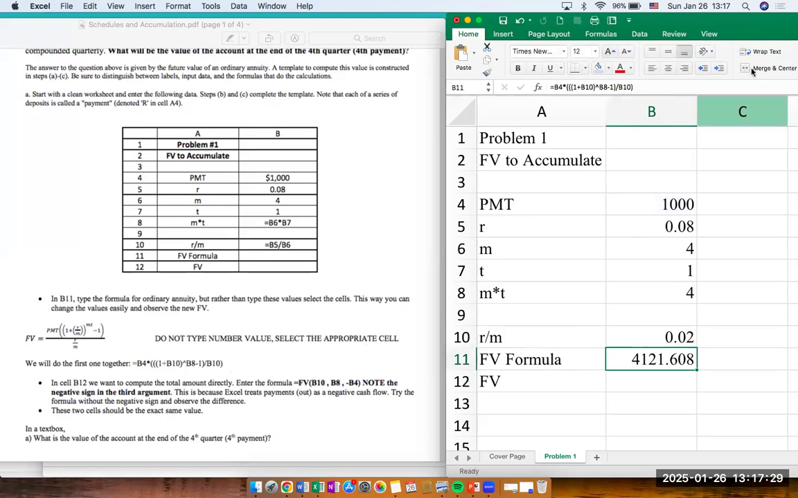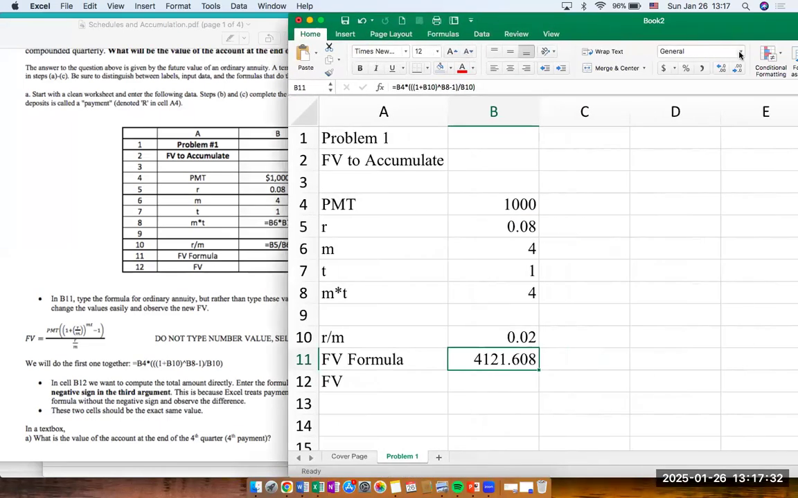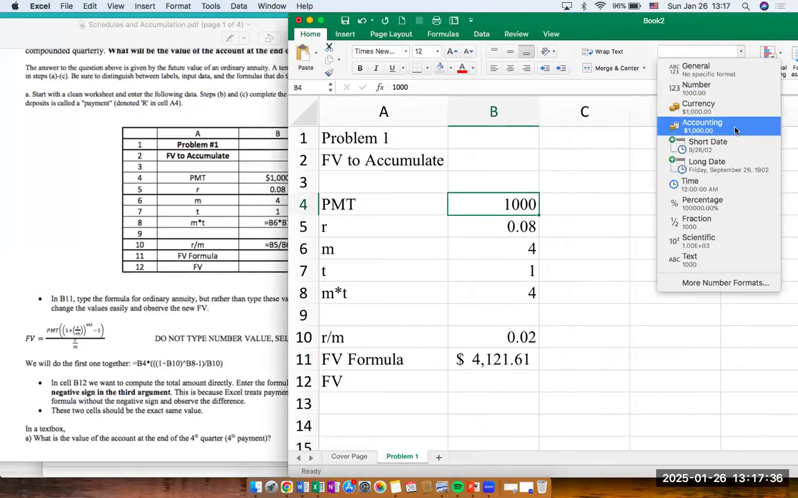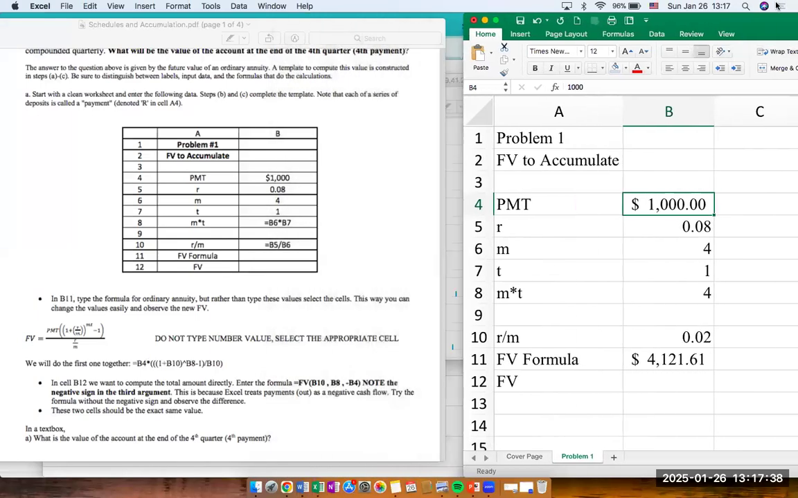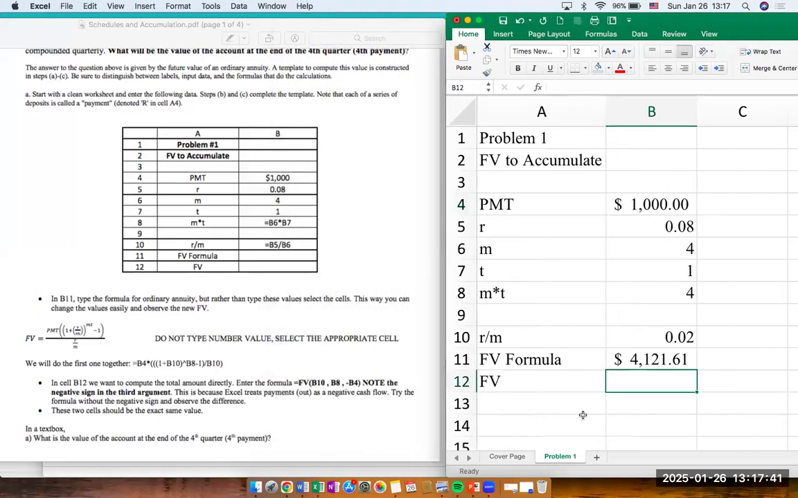And again, this being a monetary value, I might scoot this over and make it some sort of accounting. Same thing over here, accounting. So I want 2 decimal places. There we go. It says now in cell B12, we want to compute the total amount directly. So enter in the following formula.